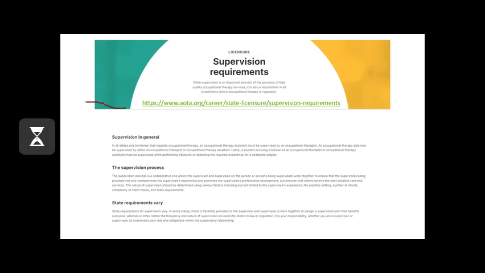There are different types of supervision, and supervision in general is that in all states, an OTA or a COTA must be supervised by an occupational therapy practitioner, an occupational therapist. Sorry, I misspoke there. The supervision process is definitely collaborative, and that is that you work together to ensure that supervision is meeting the needs of the occupational therapy assistant, but collaborative in that you have a voice. You need to speak out.